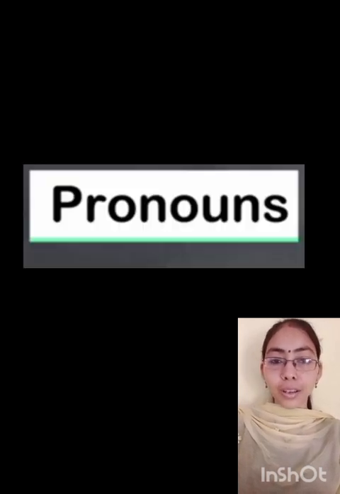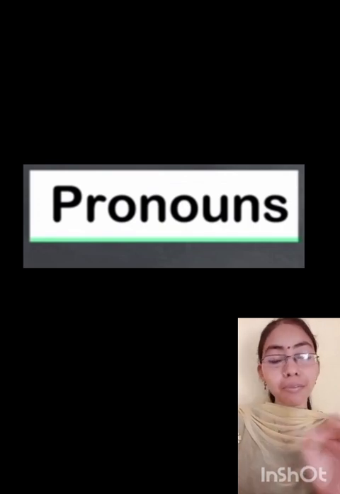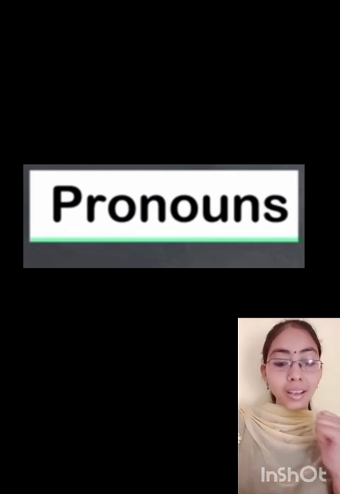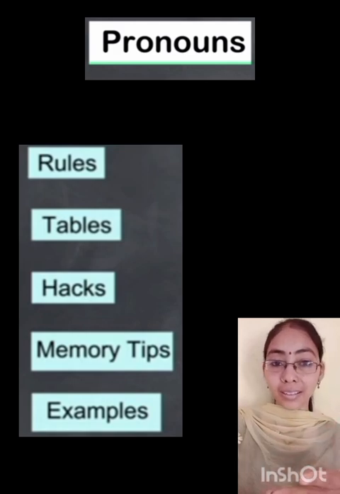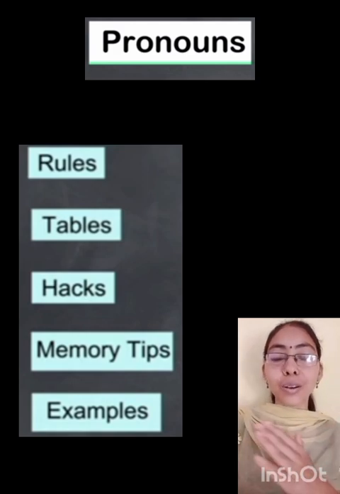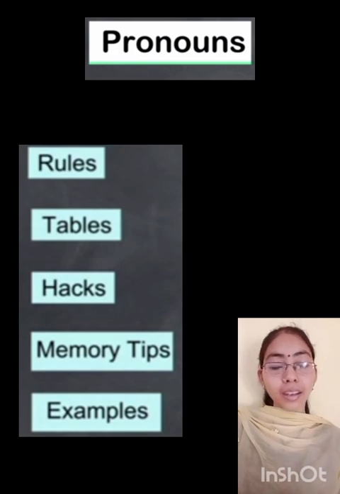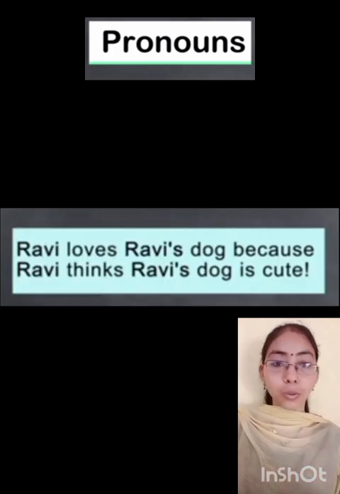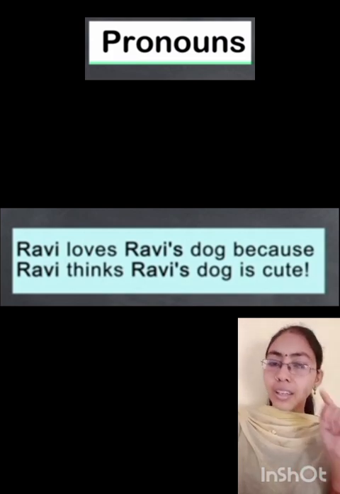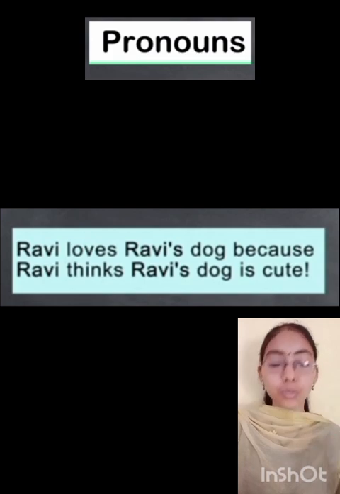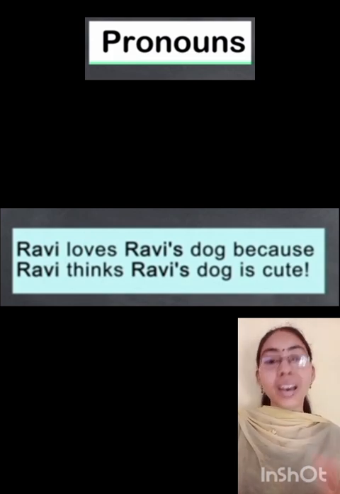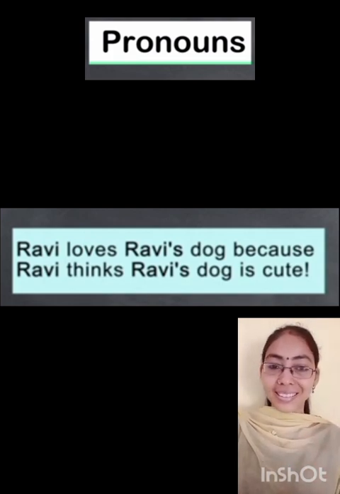In this session, we will break down everything that you need to know: rules, tables, hacks, memory tips, and lots of examples. Now, imagine a world where we have to repeat names every time we spoke. Ravi loves Ravi's dog because Ravi thinks Ravi's dog is cute. Oh no, quite exhausting, right?